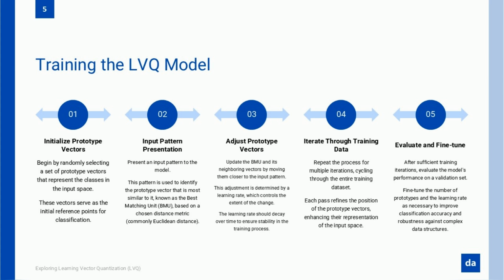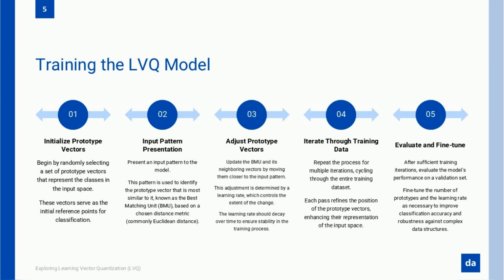We've seen how LVQ picks representative vectors instead of hoarding every data point like KNN. But how does it actually train these vectors to become better, smarter, and more accurate over time? Well, buckle up, because this is where LVQ turns from a simple idea into a machine learning powerhouse.